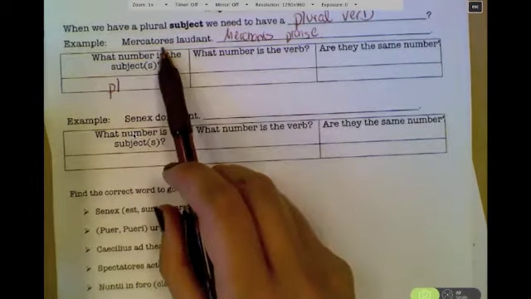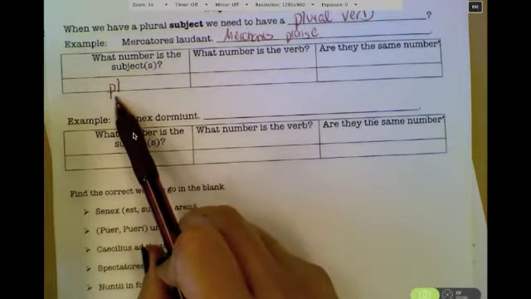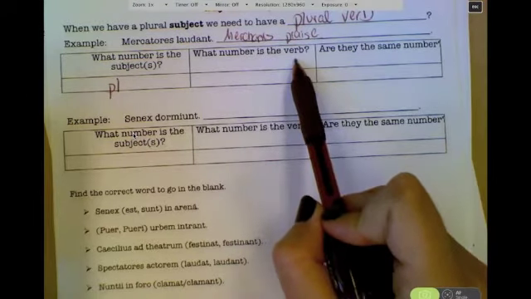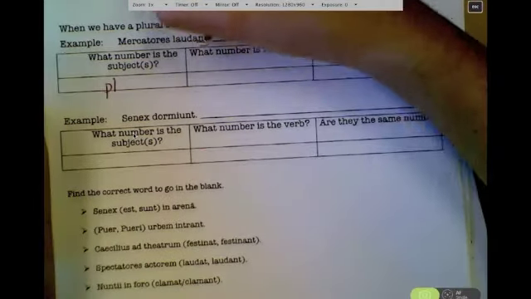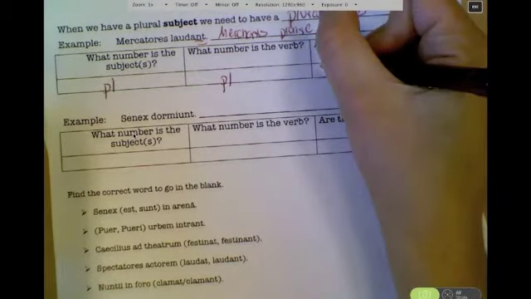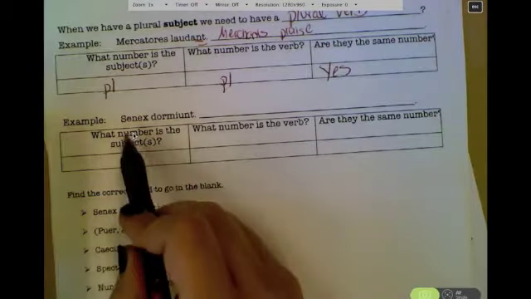So what number is the subject? It's plural, like we just said. And then what number is the verb? Well, the verb has an nt in the end, so it's also plural. Are they the same number? Yes, they are. Our sentence is correct. And the next one is senex dormiant.